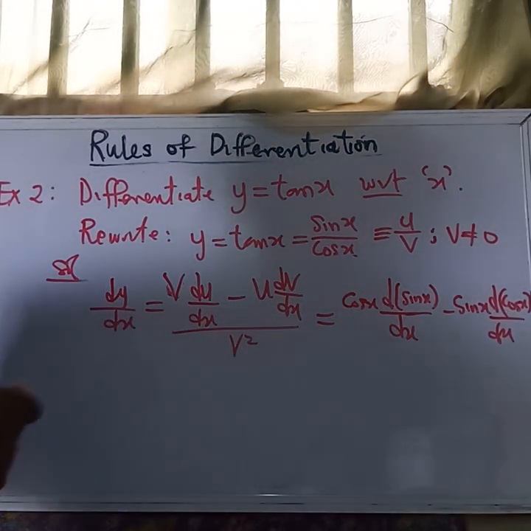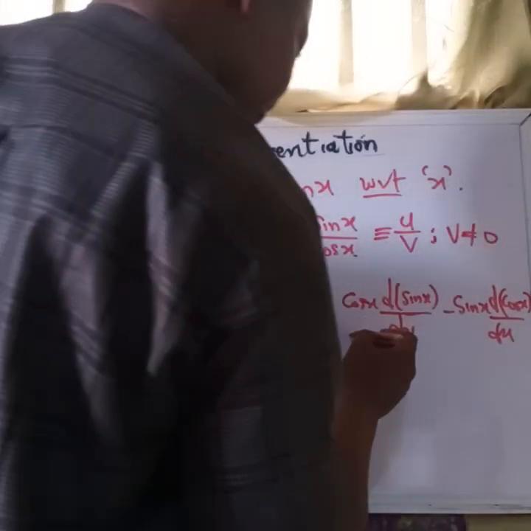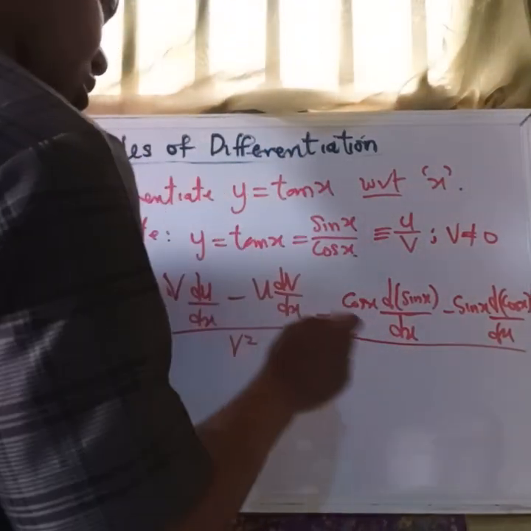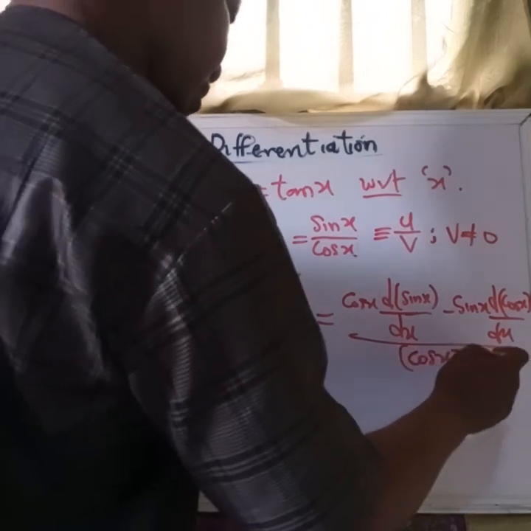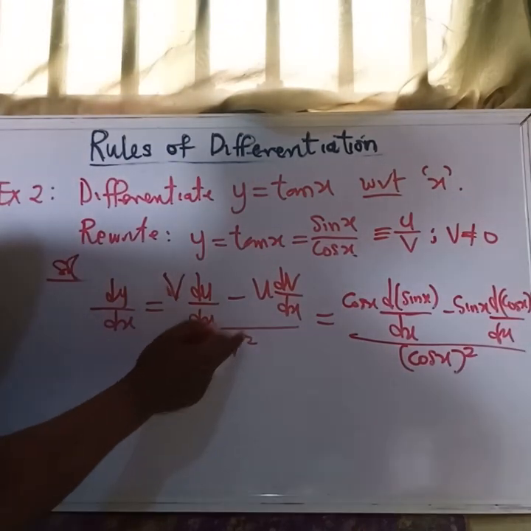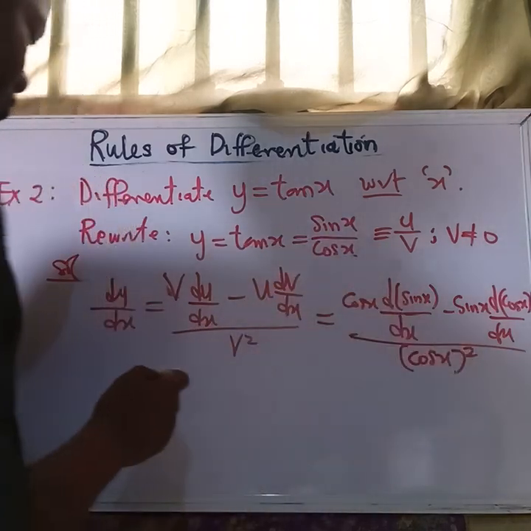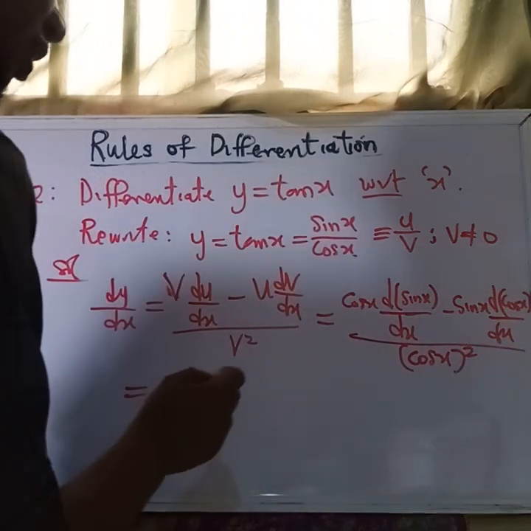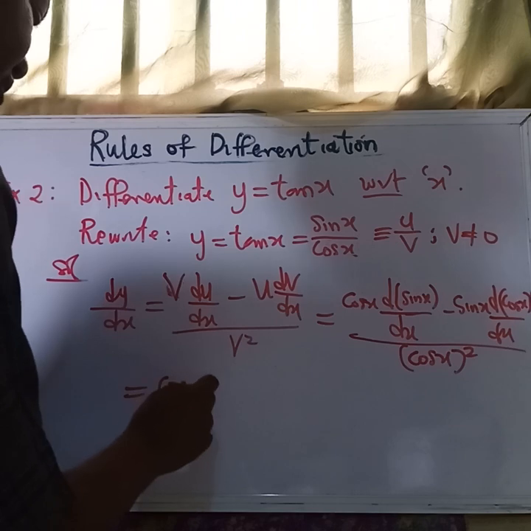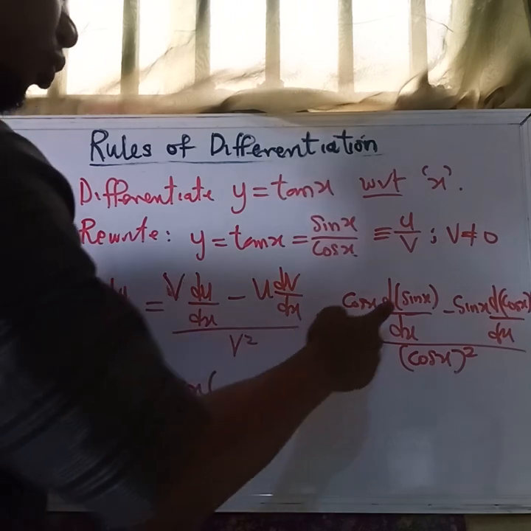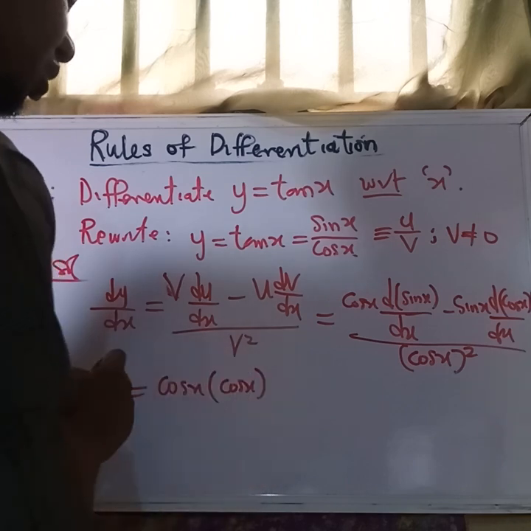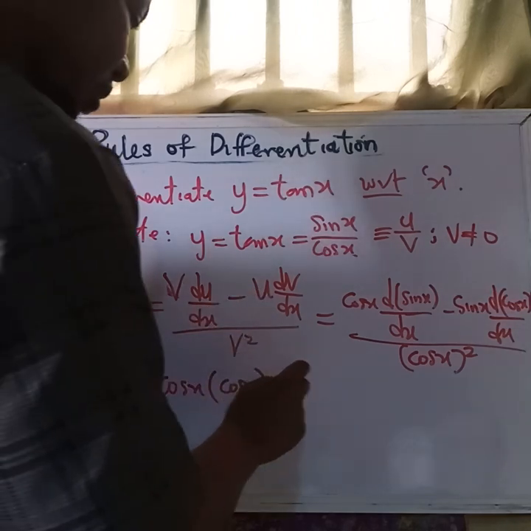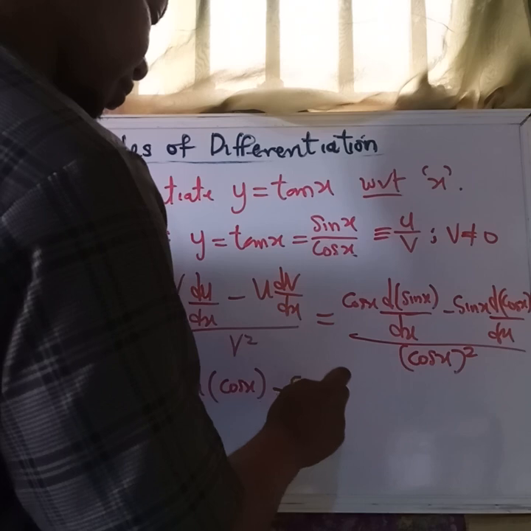So this is over cos x, all squared. That is v, which is cos x, so all squared. If we simplify this further, this is cos x. So the slope of sine x is cos x. We've seen that earlier. And then this is minus sine x.